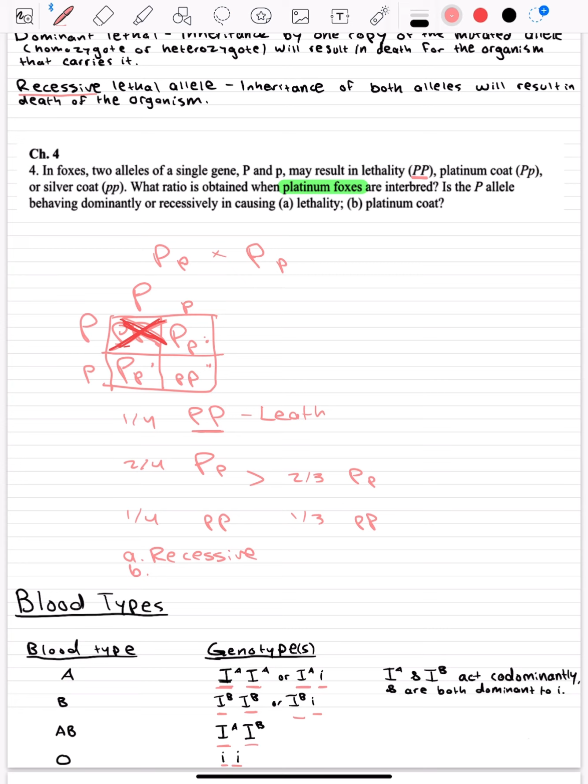B. Is it behaving dominantly and causing B, platinum coat? So the inheritance of one of the big P alleles will change the phenotype of the organism. So 2 little p's will result in a silver color. 1 big P will change the phenotype into a platinum color. So it is behaving dominantly since it's masking the effects of the other allele.